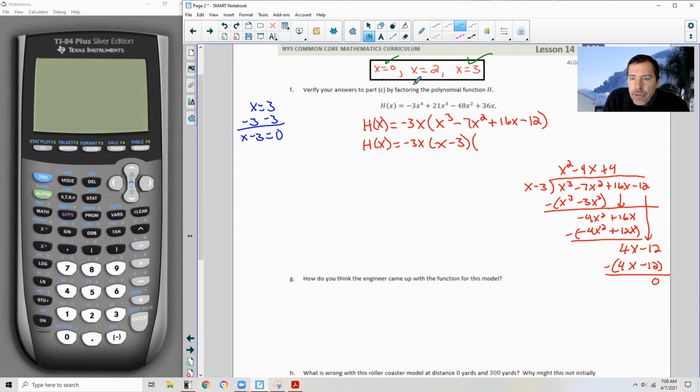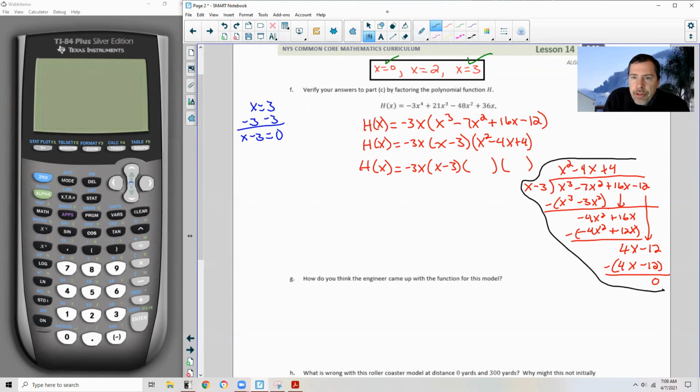I verified that. So the next one should be x equals 2. So now I have x squared minus 4x plus 4. So I'm breaking this down to all its factors. So I get x minus 3, which gives me the 3, and this should factor out as well. I am going to get an x here and an x here. Factors of 4 that add up to 4 are 2 and 2. And they both need to be negative because the middle term is negative and the last term is positive. So x minus 2 times x minus 2 are the other two factors.